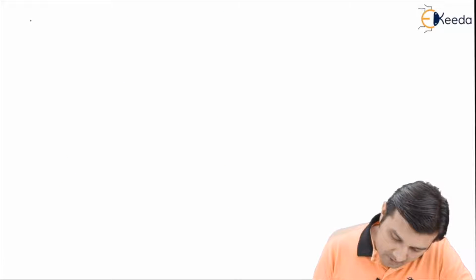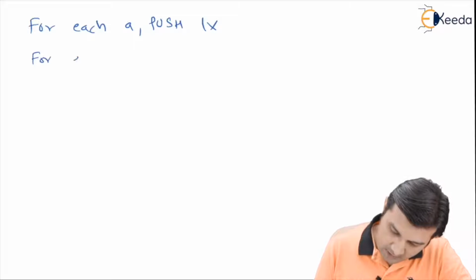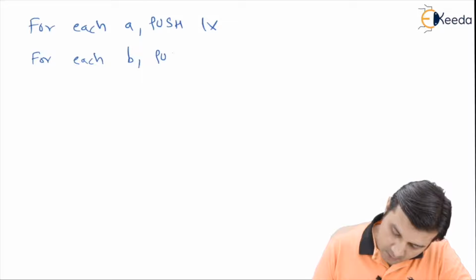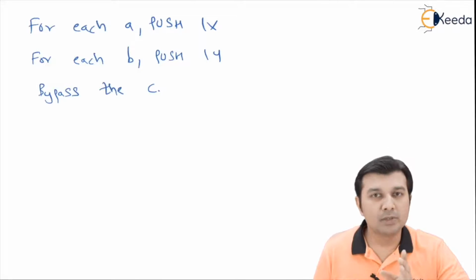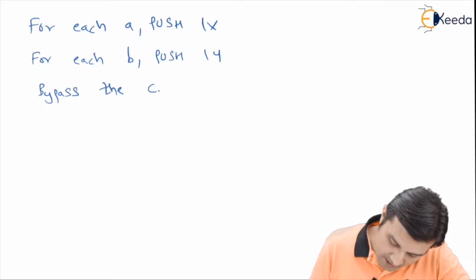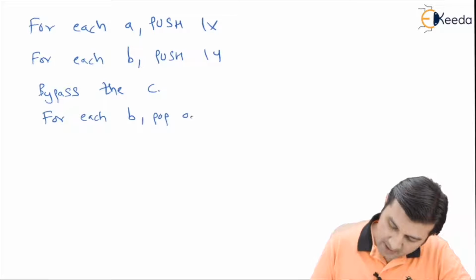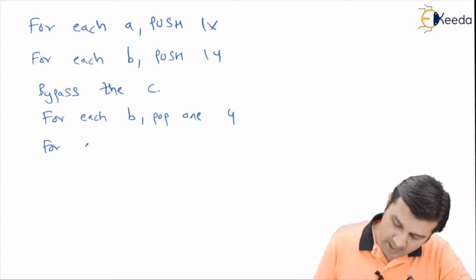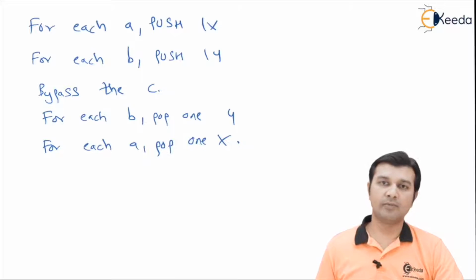I say for each a push one X, for each b push one Y, bypass the C. I'm not saying bypass the first C because the rule says we are allowed only one C. So let us say bypass the C, and thereafter I say for each b pop one Y, and for each a pop one X, and that should help me in solving the problem.